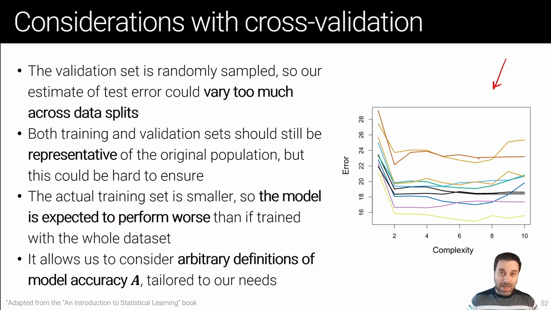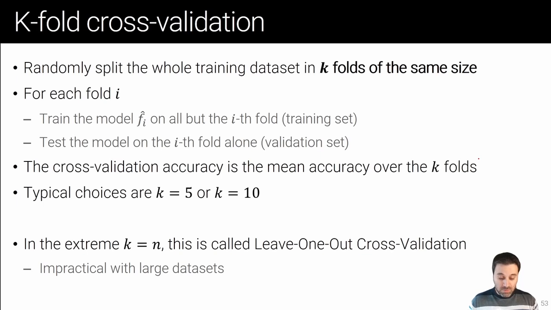And so how do we control for this randomness in the splitting of data? Well, there are many different ways. The one that is the most typical is called k-fold cross-validation. And the idea is very simple. What we do is randomly split the whole data set in k folds of the same size, in k different groups. And then for each of those groups, what we do is use all the other data to fit the model and use that group to validate the model.